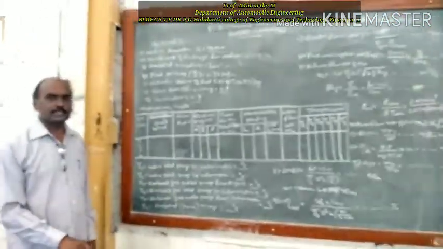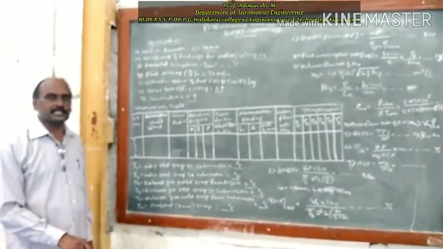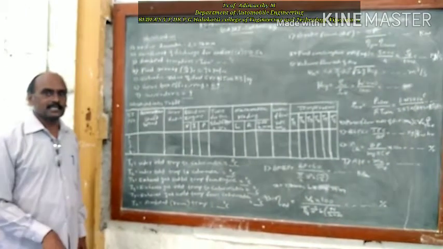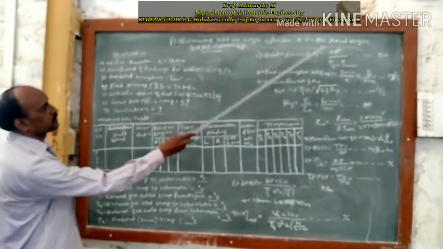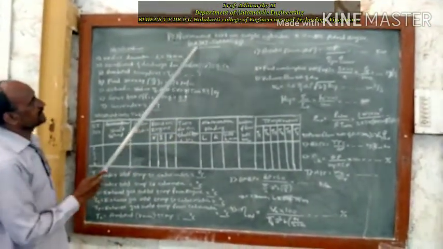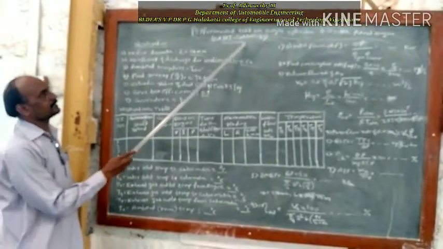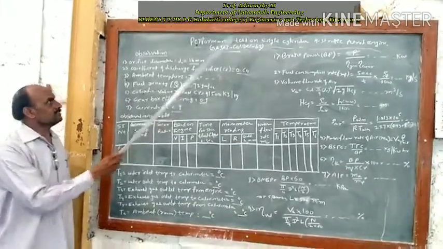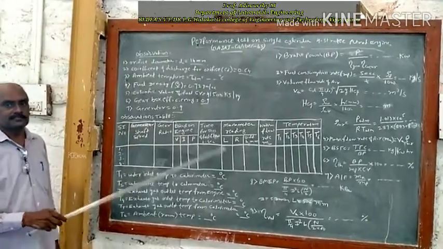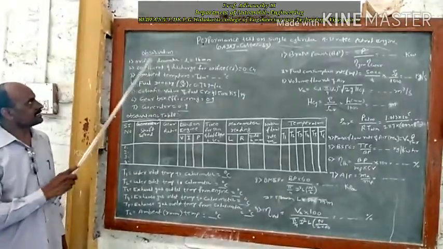Today I am going to explain the experimental procedure and the calculations necessary to conduct the performance test on the single cylinder 4-stroke petrol engine. The engine used on the setup is specifically a Bajaj Caliber 4-stroke engine. Now the various observations required for starting the experiments are listed here.